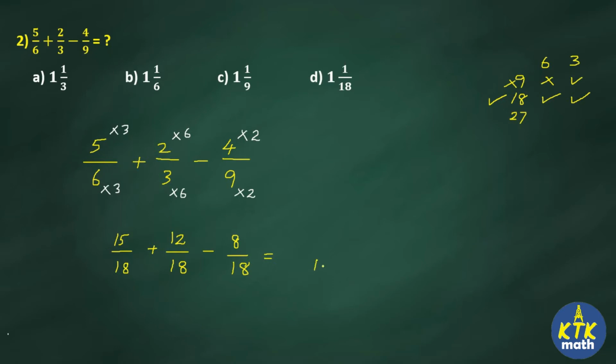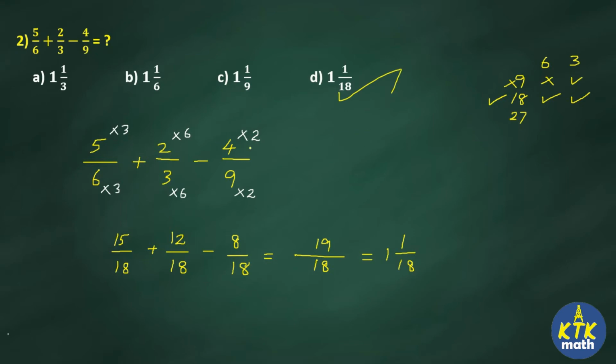Now 18 is common, so solve the numerators. 15 plus 12 is 27, 27 minus 8 is 19. Now 19 by 18 is an improper fraction. I can write this as a mixed fraction, 1 and 1 by 18. In 19, 18 goes one time, then remainder 1. So 1 and 1 by 18, option D, is your answer for the second question.